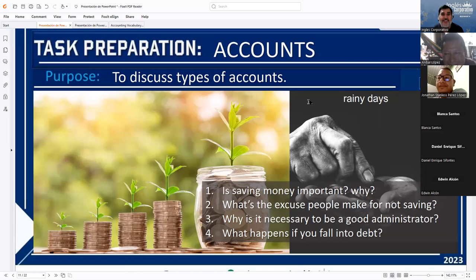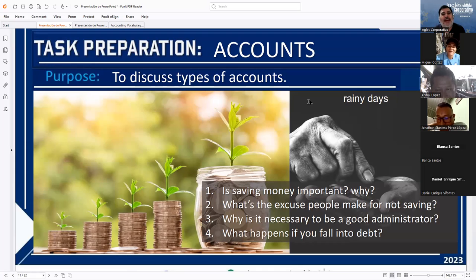Maybe I start saving later. Exactly. Some people say, no, not today, next month. I will start next month. Never. When my salary is higher, I will start saving. Now, no, things are very expensive. Other people say, I want to enjoy my money now. Exactly. They say, we want to enjoy our money now.